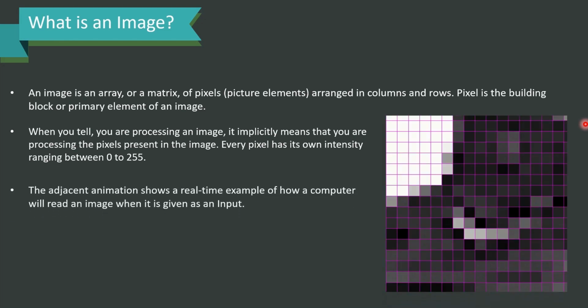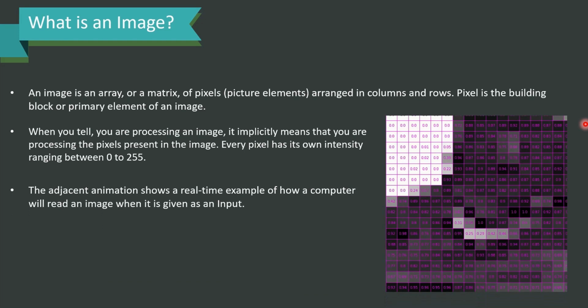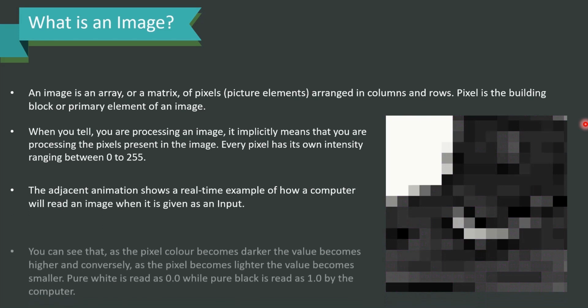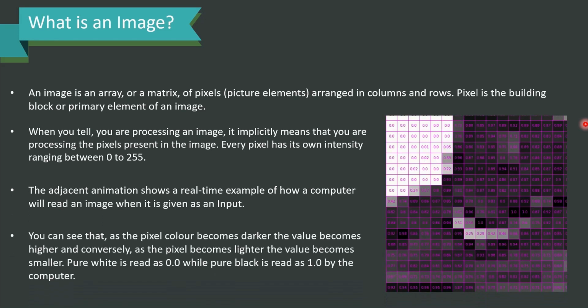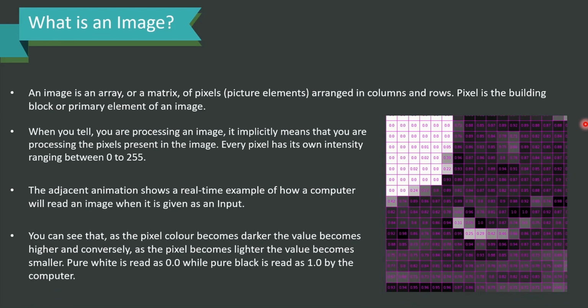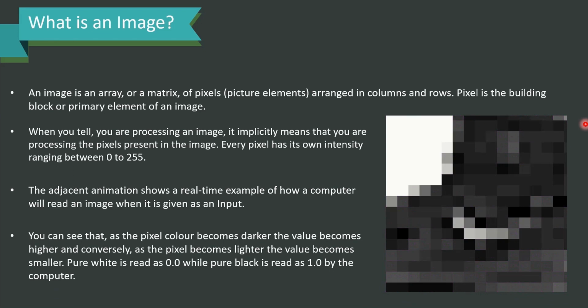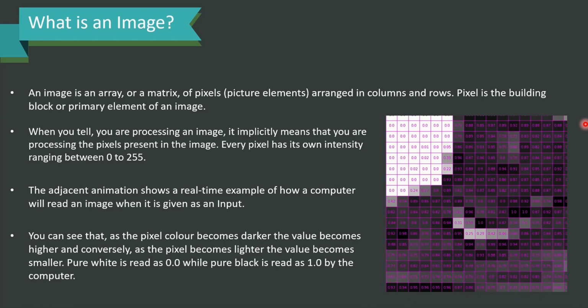The animation next to you shows a real-time example of how a computer will read an image when it is given as an input. You can see that as the pixel color becomes darker, the value becomes higher, and conversely, as the pixel becomes lighter, the value becomes smaller. Pure white is read as 0.0, while pure black is read as 1.0 by the computer. Please have a close look at the animation so that you can understand how things work.